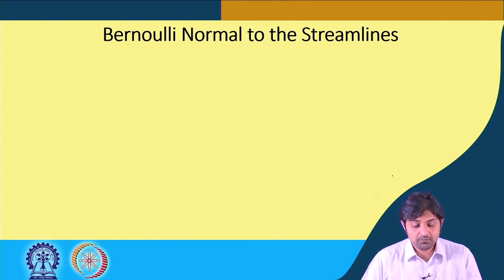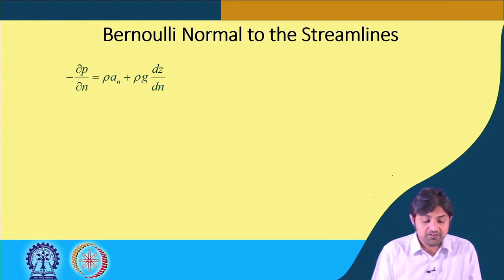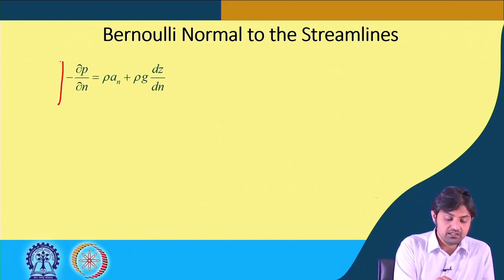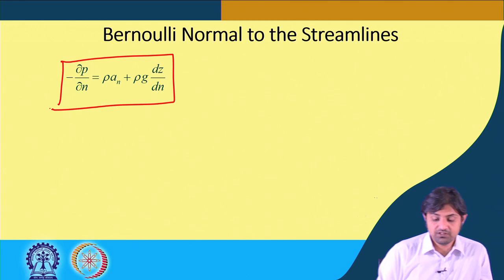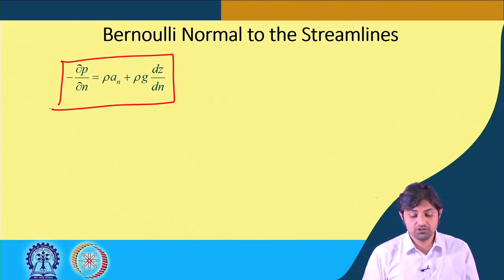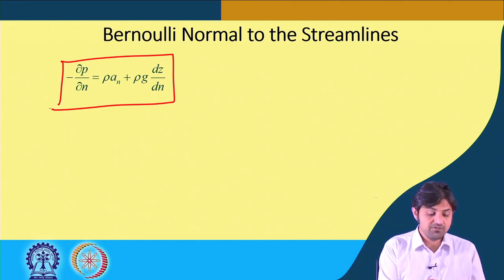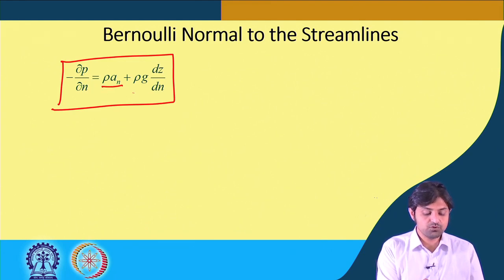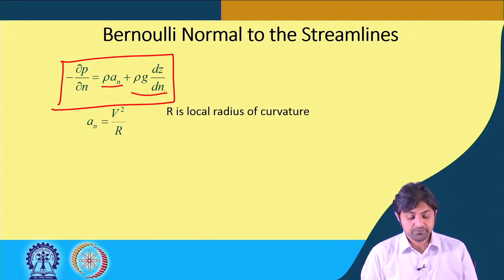So another concept is Bernoulli's equation normal to the streamlines. We have seen along the streamline, now the other is normal to the streamline. We have seen this in the previous, when we were dealing with the Bernoulli's equation along the streamline. So similarly we can write the force equation: minus delta P by delta N plus rho An plus rho g dz dN.